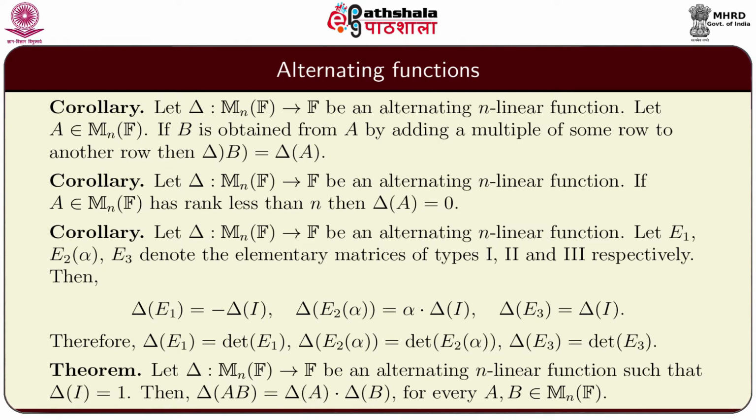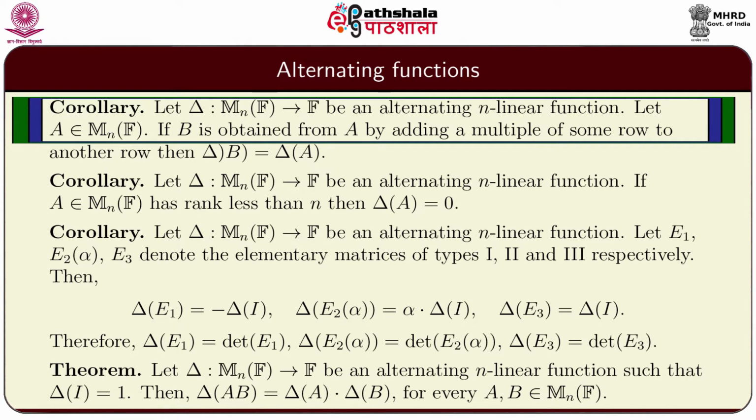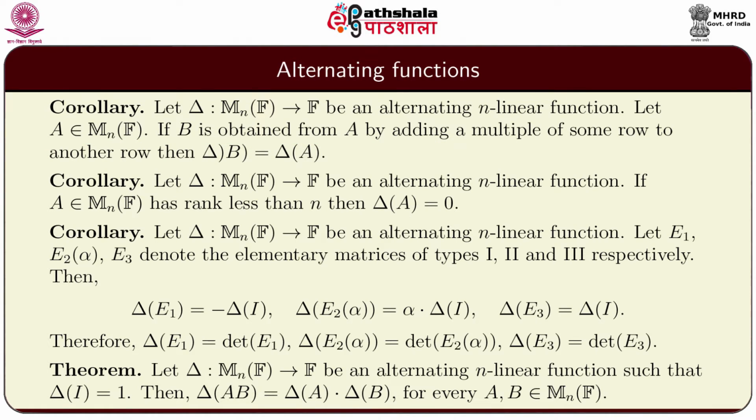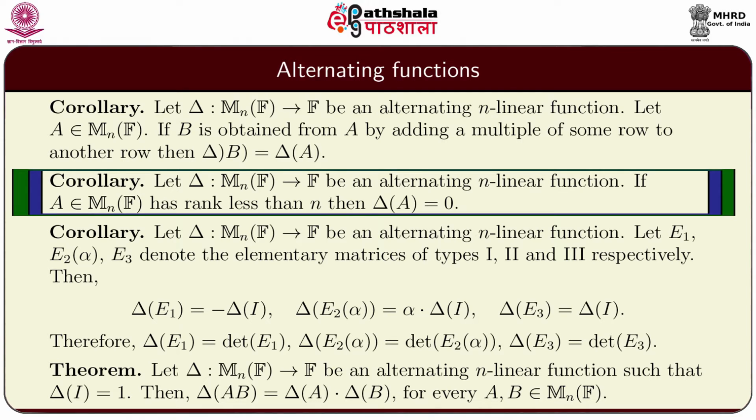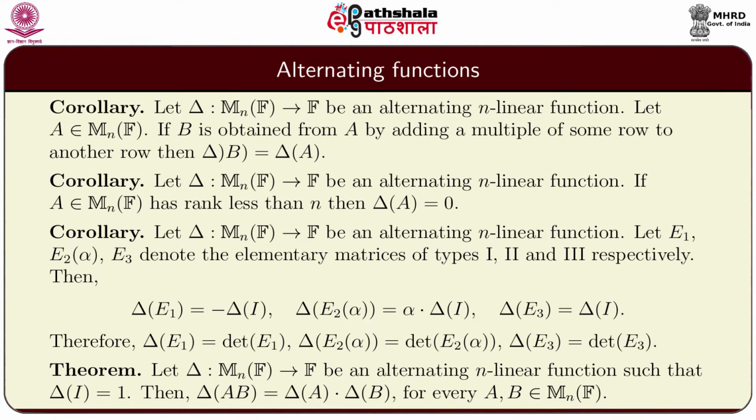Corollary: let delta from M_n(F) to F be an alternating n-linear function. Let A be an n cross n matrix over F. If B is obtained from A by adding a multiple of some row to another row, then delta of B is equal to delta of A. Next corollary says: let delta be an alternating n-linear function. If A in M_n(F) has rank less than n, then delta of A is 0.